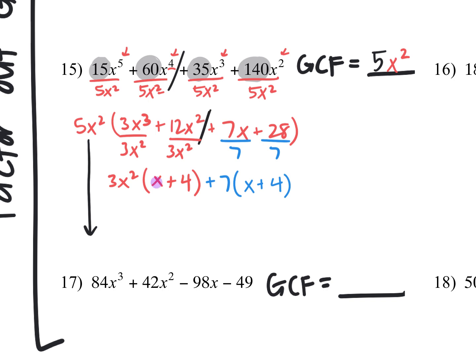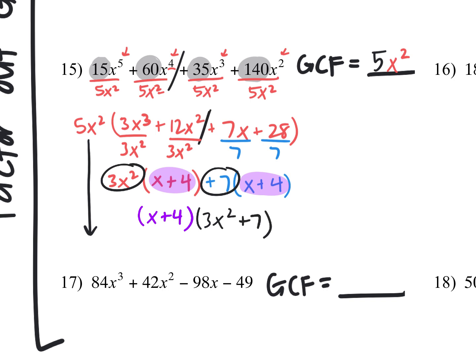Okay, my common factor in both of these is this x plus 4, so I'm going to write that out first. I've got x plus 4, and then I've got my leftover stuff, which is 3x squared plus 7. Okay, but this right here is not our final answer because we took out that 5x squared at the top, so we've got to write that out here. So 5x squared times both of those binomials is your final answer.